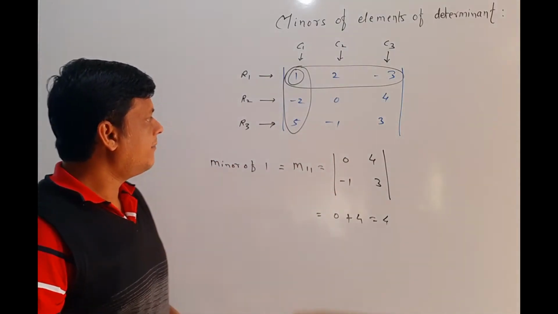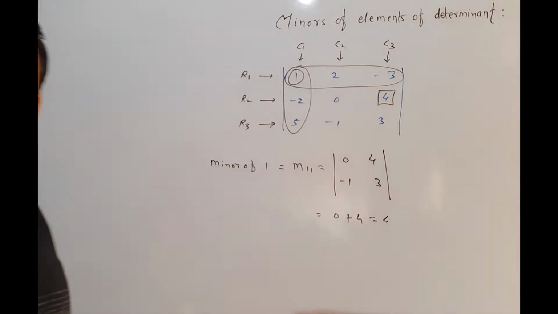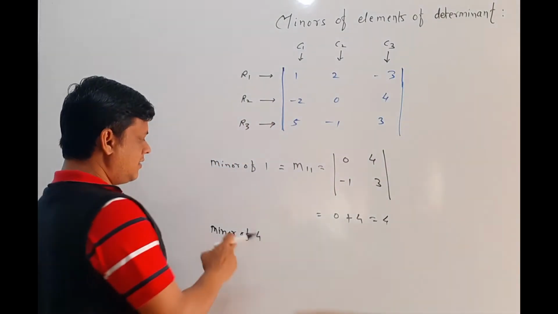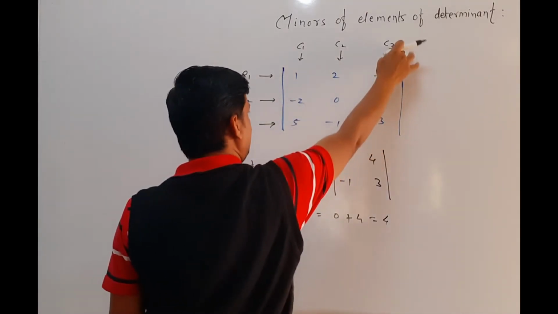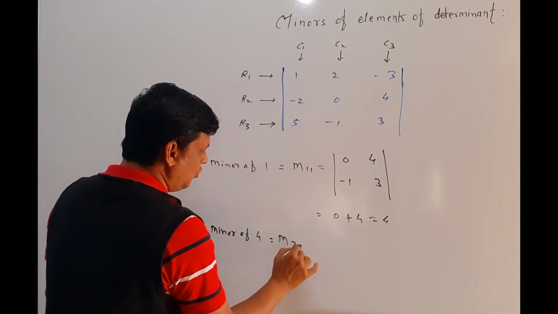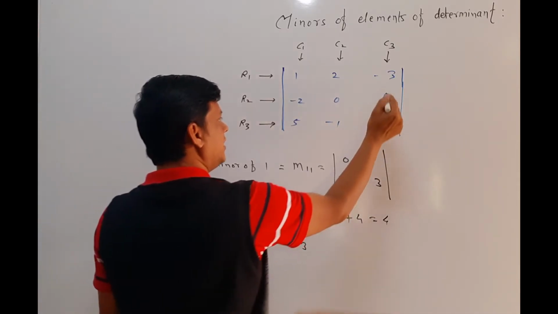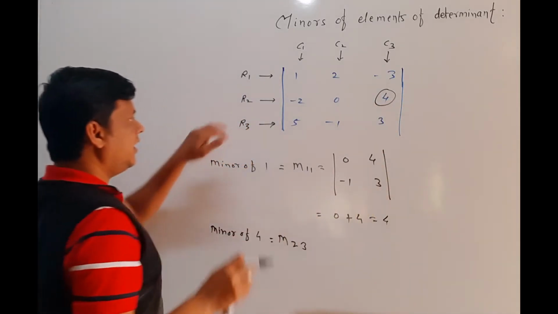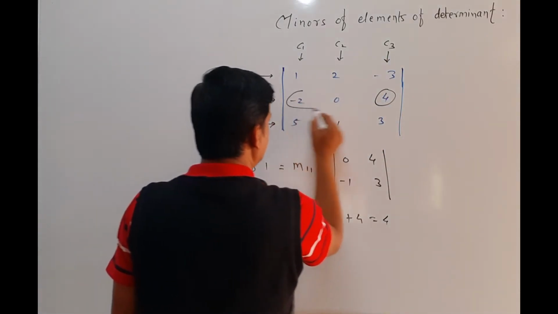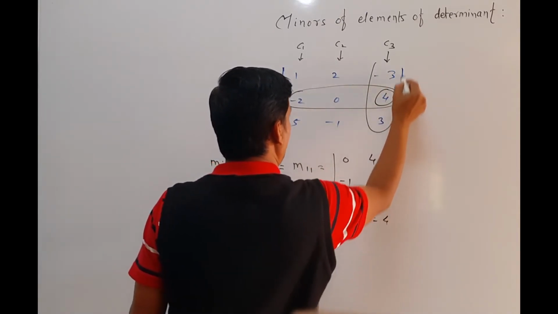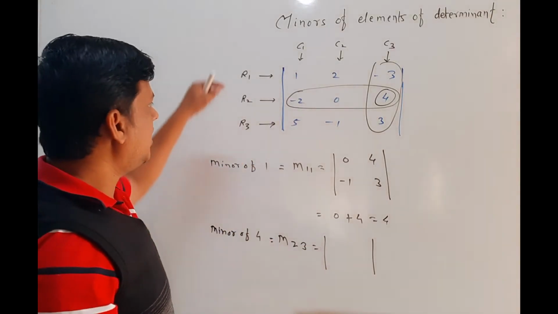Now we find the minor of this 4. The minor of 4 equals, now this 4 lies in the second row and third column, so we write M23. This 2, 3 represents that we calculate the minor of the element in the second row and third column. Now we have to skip this second row and this third column. That means we have to calculate the determinant of the remaining elements.